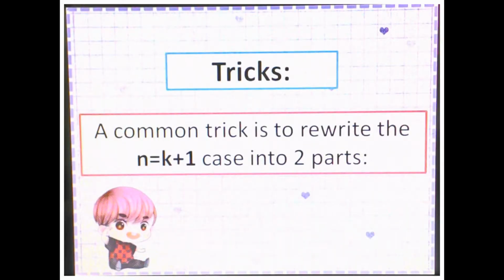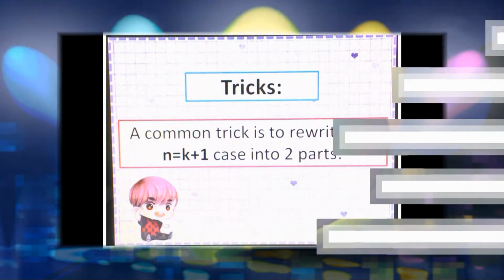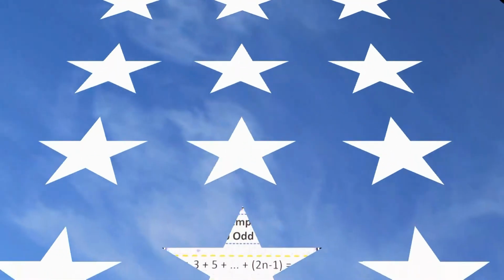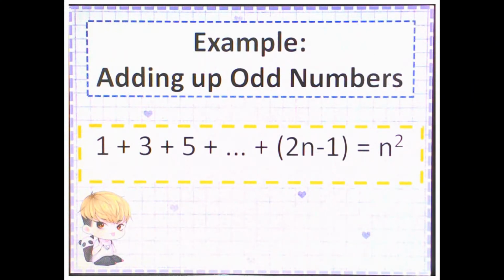Tricks. I said before that we often need to use imaginative tricks. A common trick is to rewrite the n equals k plus 1 case into two parts. One part being the n equals k case, which is assumed to be true. The other part can then be checked to see if it is also true. We did that in the example above, and here is another one. Example, adding up odd numbers: 1 plus 3 plus 5 plus and so on plus 2n minus 1 equals n squared.